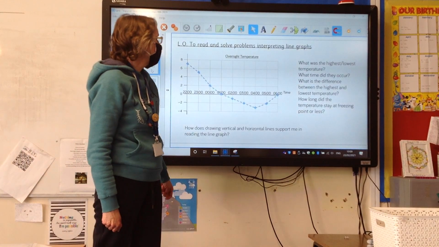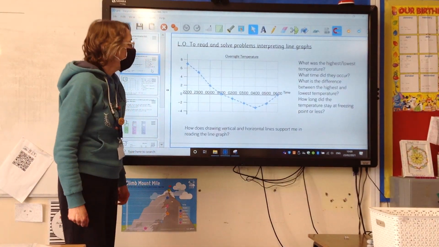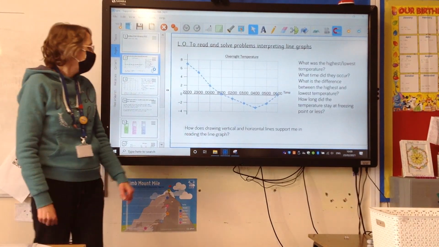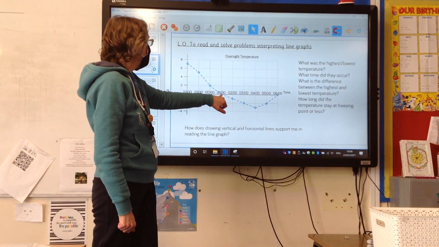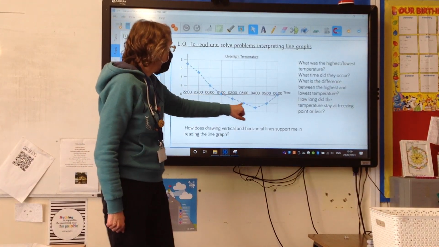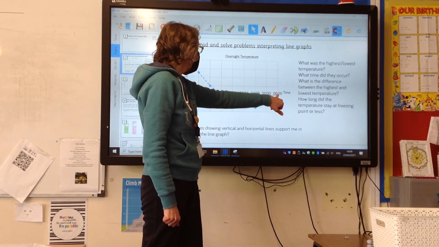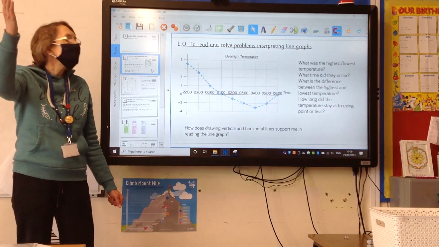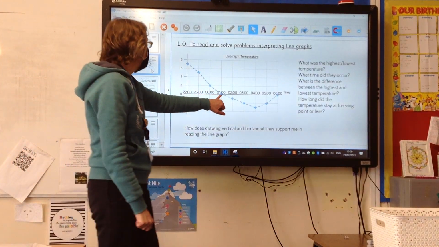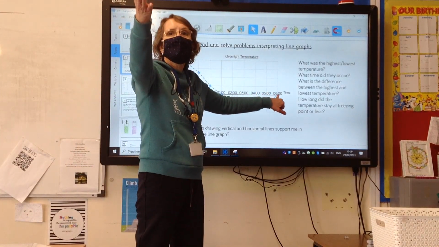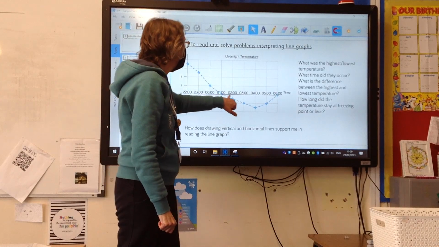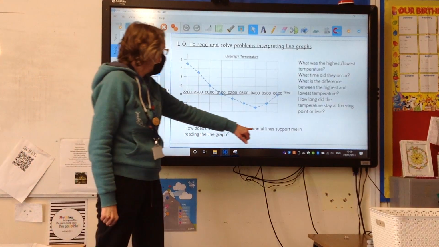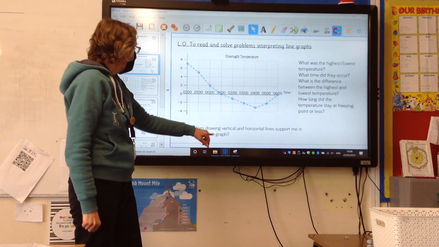How long did this temperature stay at freezing point or less? What is freezing point? 0. Good. Okay, so it reached 0 at 1 o'clock, and then it came back up to 0 at 6 o'clock. So how long did it stay at freezing point or less? 6 hours. Good. From 1 o'clock in the morning to 6 o'clock in the morning. 5 hours. Good.